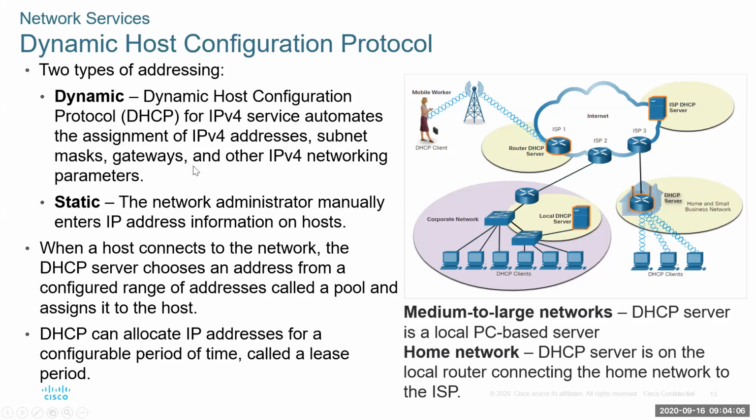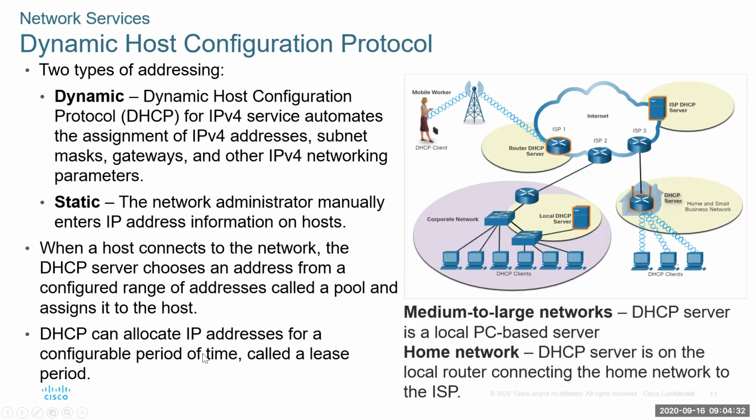So when a host connects to a network, the DHCP server chooses an address from a configured range called a pool, and then assigns that to the host. DHCP can allocate IP addresses for a configurable period of time, and that's considered the lease period. This could vary depending on your home network or large networks. You want to adjust this lease period to be something reasonable.